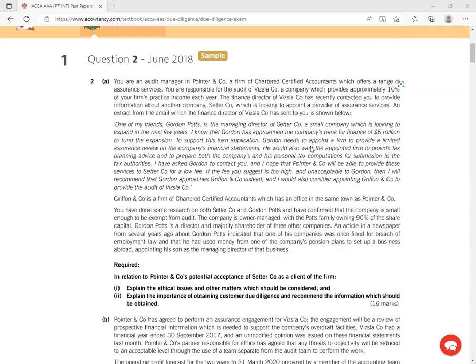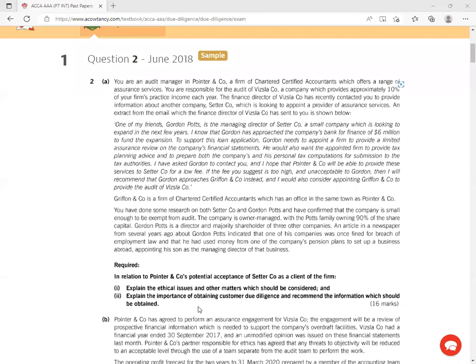Great. So, ladies and gentlemen, we are given some good question here. It's an old question. So you're told here, required in relation to Pointer and the company's potential acceptance of Whistler Company as a client of the firm, explain the ethical issues, very common in your exam. Explain the ethical issues and other matters which should be considered.